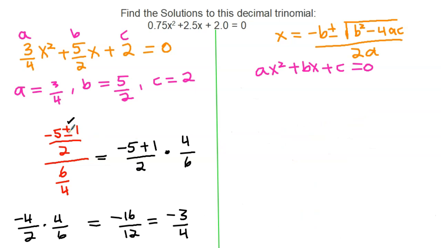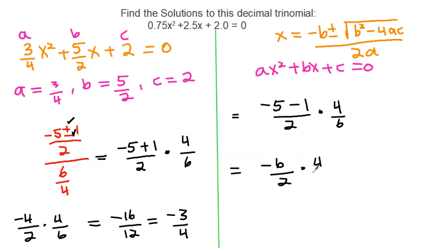The second solution, we are going to look at the negative. So we get negative 5 minus 1, all on 2, times 6 on 4. That will give us negative 6 on 2 times 6 on 4. This cancels this, 4 into 4 is 1, so this can go away here, and we get negative 6 divided by 2. That's negative 3.